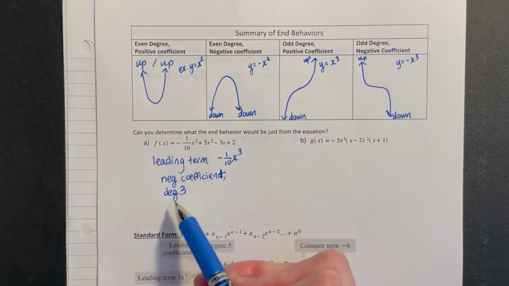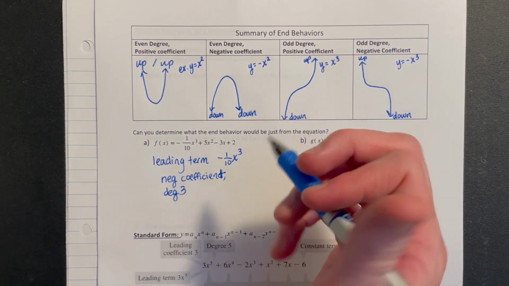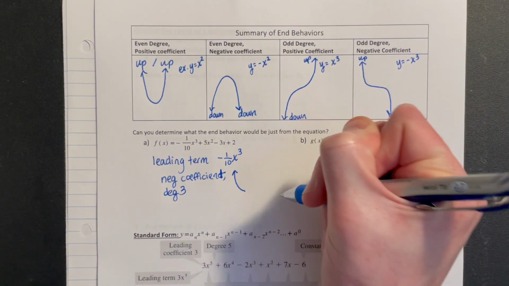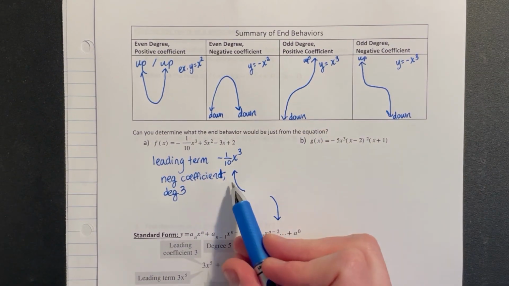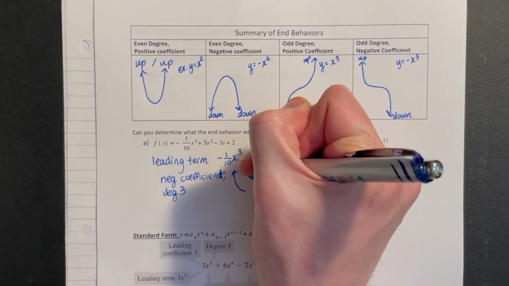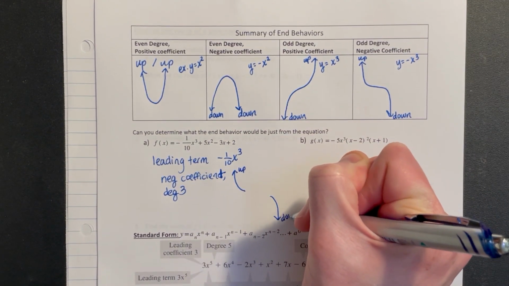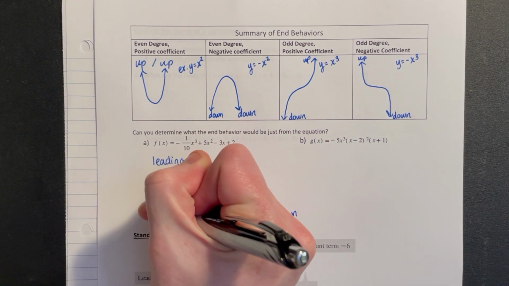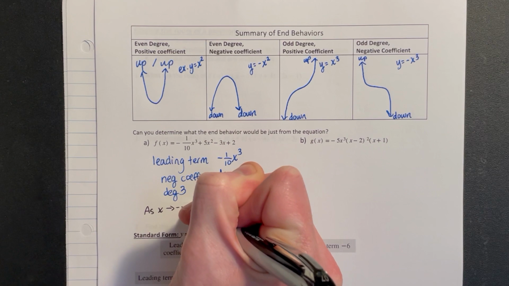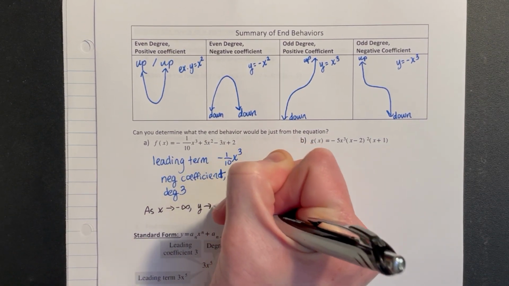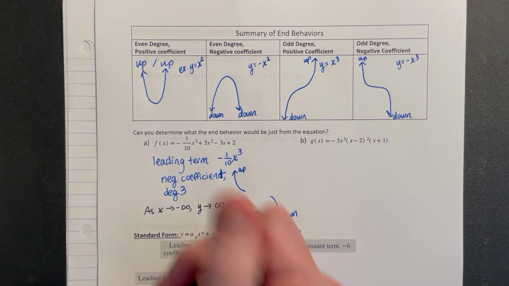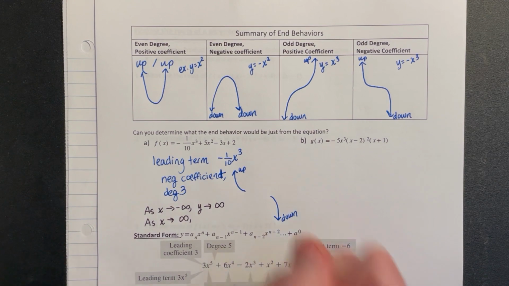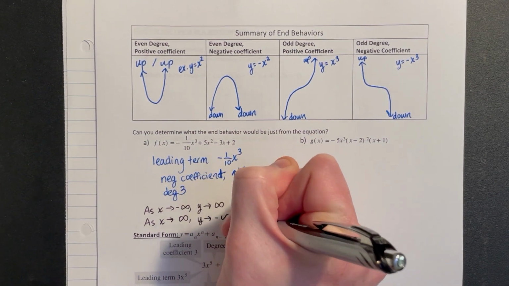That means we have an odd degree with a negative coefficient. So it has been reflected. I don't know exactly what's going on in the middle, but I know that it's going to go up on the left and down on the right. So it has that up-down behavior. Now we could formally write that out as x goes to negative infinity, which is the left side, y is going to go to positive infinity. And as x goes to positive infinity, the right side, y is going down to negative infinity.